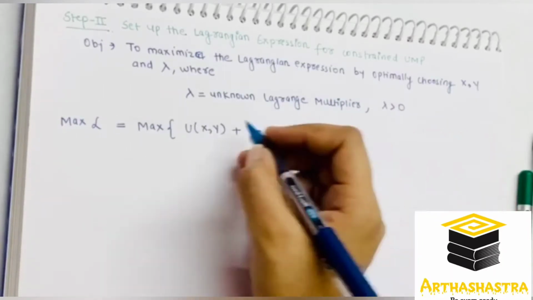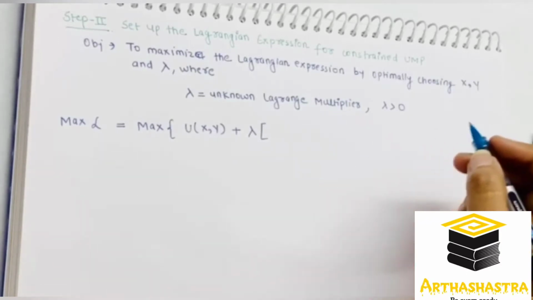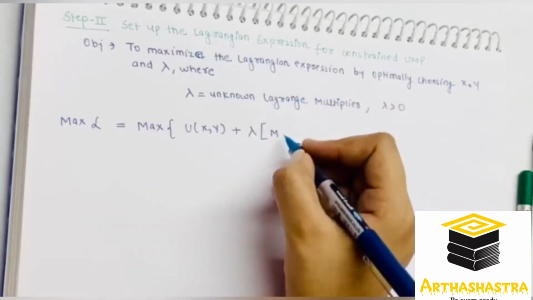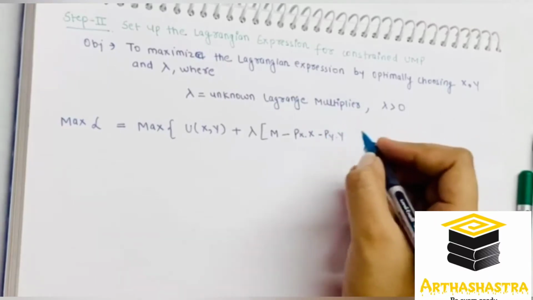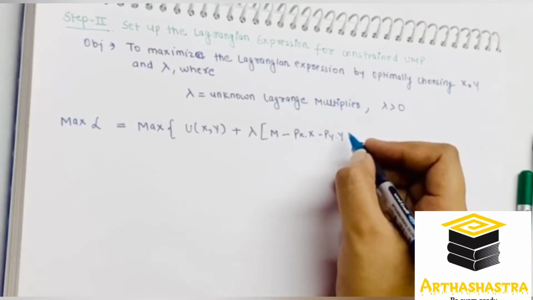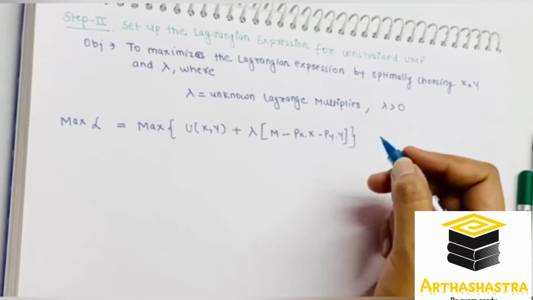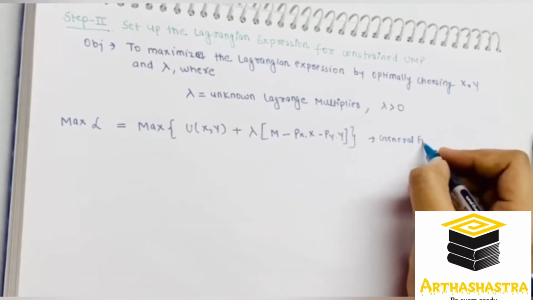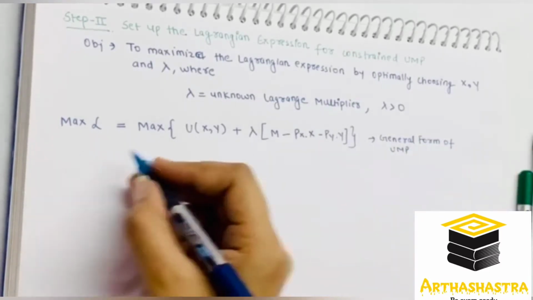So we use this multiplier, and we had the budget constraint as m, so we take it in as m minus px x minus py y. If you don't know how to solve a maximization problem and a minimization problem, I will make a separate video on that so that you can understand. So this is the general form of any Lagrangian function of a UMP problem. So you have to write this.